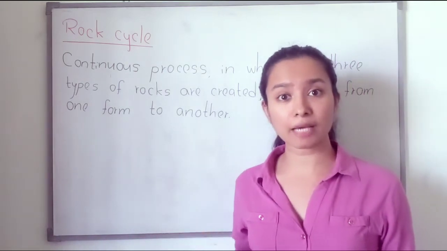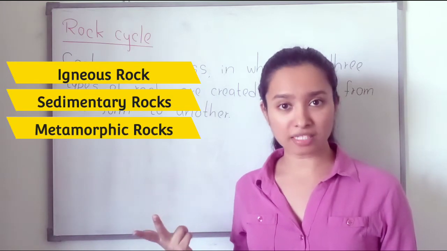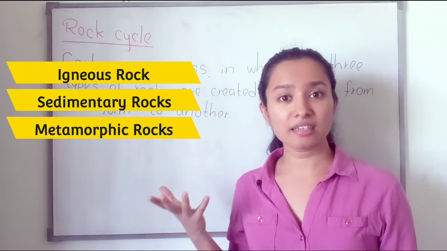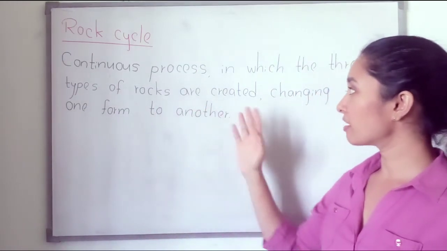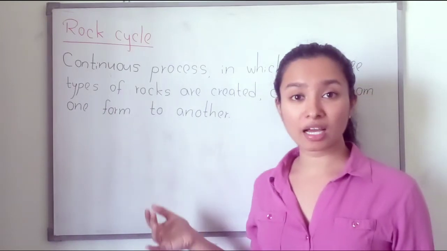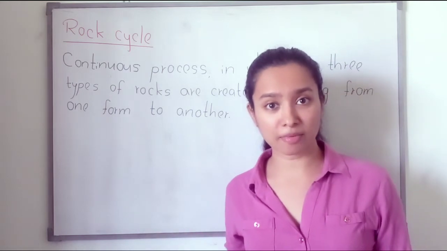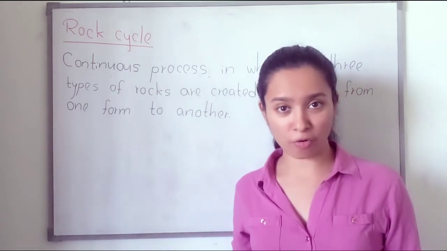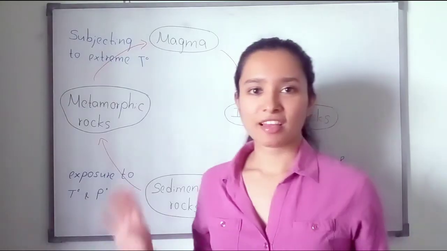What are the three types of rocks? Igneous, sedimentary and metamorphic. You know those. Three types of rocks are created, changing from one form to another. Igneous rocks become sedimentary and then metamorphic. So let's see what this rock cycle is.